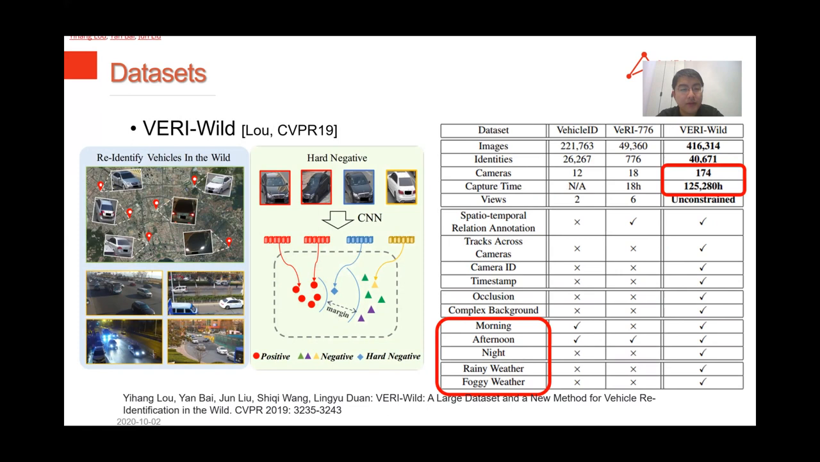For the VeRi-Wild dataset, the vehicle images are captured by a large surveillance system containing 174 cameras over a large urban district. The camera network continuously captures vehicles for 24 hours each day and lasts for 1 month, which is a very long time. It is collected under unconstrained conditions. VeRi-Wild contains more than 400,000 images of 40,000 vehicle IDs. The identities, cameras, and capture time of VeRi-Wild are all bigger than other datasets, so it's also a very good dataset for vehicle re-identification.